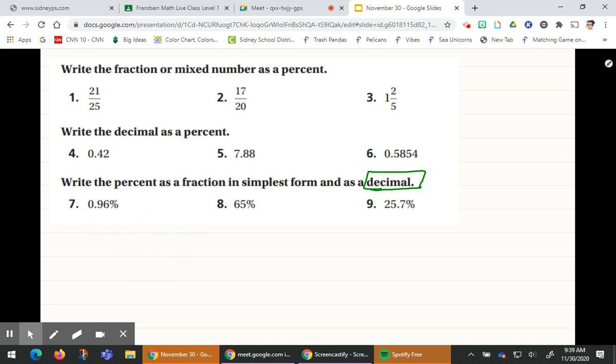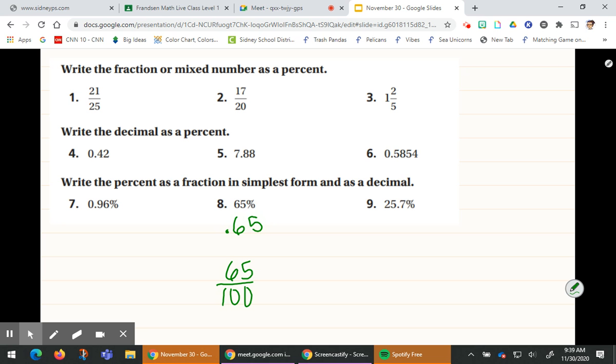Now that we've done that one, number 8 should be easy. Okay, 65%, please write it as a decimal and then show me. Show me 65% as a decimal. Very good. So all of my kids said it's 65 hundredths, right? Now write it as a fraction in its simplest form.